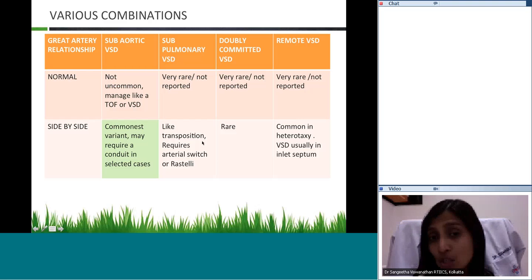Now, remote VSDs can be seen often in association with heterotaxy, and like I mentioned before, the VSD is usually in the inlet septum. And what do we have to look for when we have a VSD in the inlet septum? AV valve straddle.